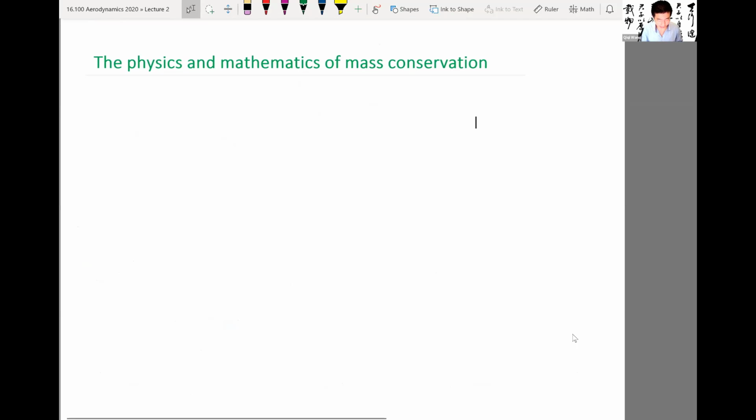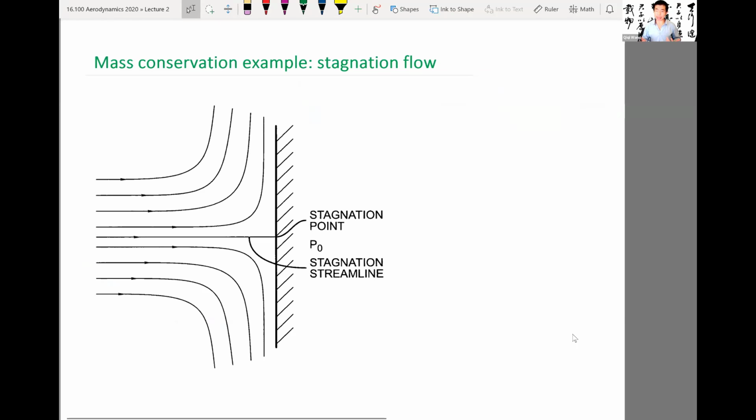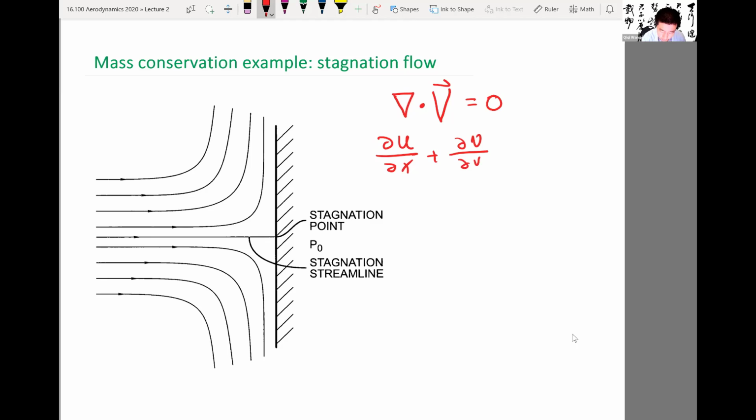Let's take a simple example to analyze how we apply the differential form of mass conservation. Again, let's write down the differential form of the mass conservation: the divergence of V equals 0. Or, if you want to write it in a more recognizable form, partial u partial x plus partial v partial y equals 0. And let's see how this equation works around a stagnation point of an airfoil.